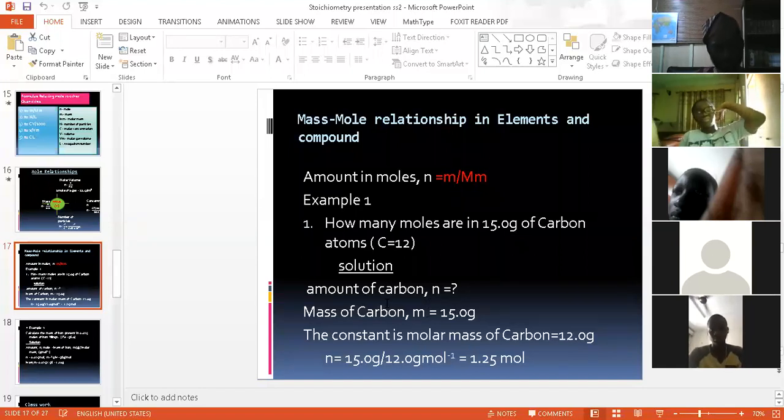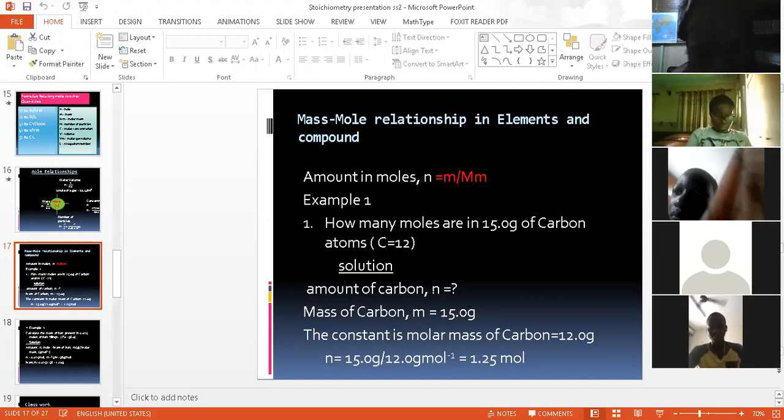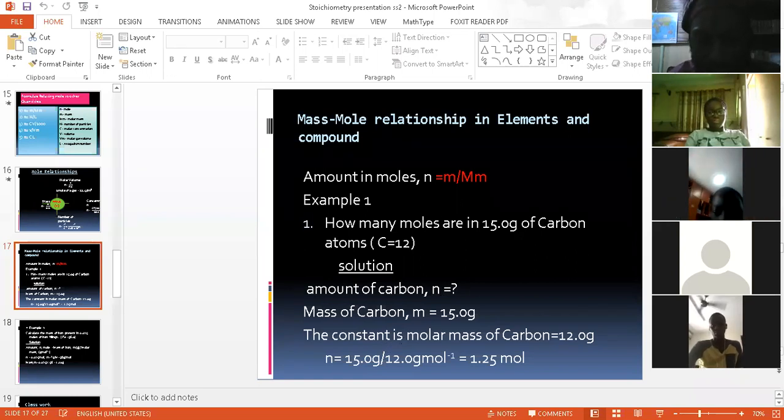Then the mass of carbon is given to be 15.0 gram. By virtue of the unit, you can always identify what each parameter stands for. The unit of mass is gram. So you are to calculate mole, and you are given mass. So you call the formula. The formula still remains mass over molar mass.